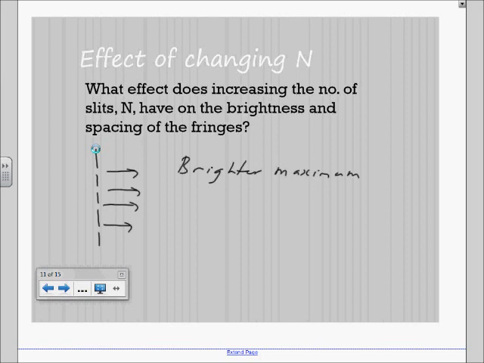If we increase the number of slits, then our value of d has got smaller. n lambda equals d sine theta. So if everything else stays the same, if d goes down, correspondingly sine theta goes up. So the angle theta at which the maximum is going to occur is going to be larger. All right, so we could say that theta gets larger.